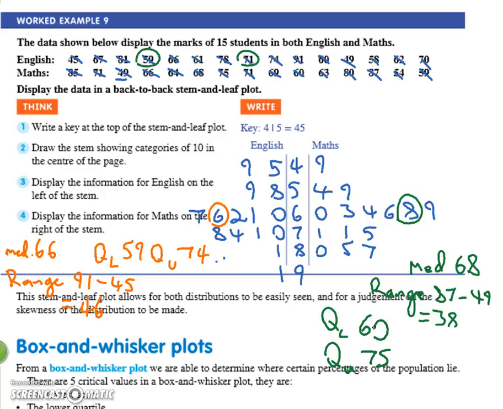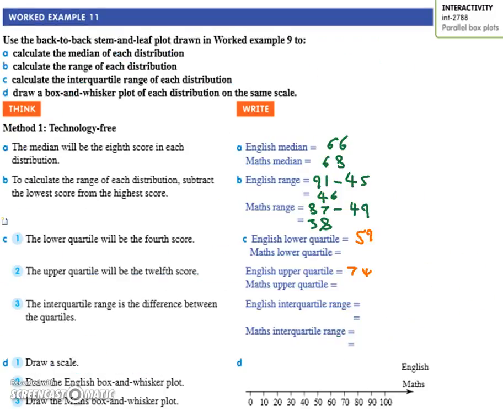Just remember when you're doing these, you're not counting that as one of your pieces of data. That's the thing that trips most people up. Counting the stem as one of your pieces. Because when you count that, the leaf, you're actually counting the number 49. But we just look at it as a 9. So you're only counting those ones. 1, 2, 3, 4th bit. Cool? So 60 and 75.